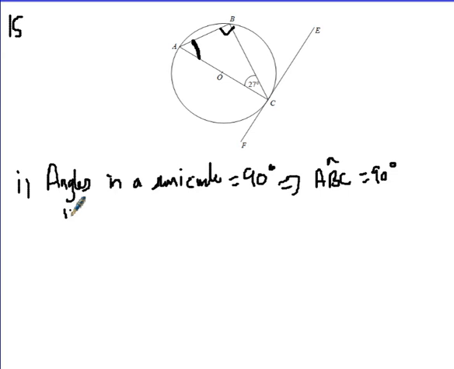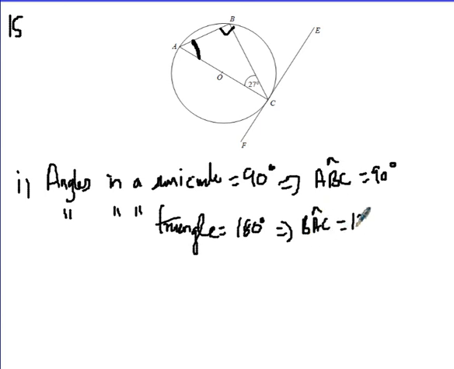And then we've got angles in a triangle equal 180, so that implies the angle that we're after, which is BAC, is 180 take off 90 and take off 27, and once you've done that, you'll get 63 as your answer. Part 2 then.